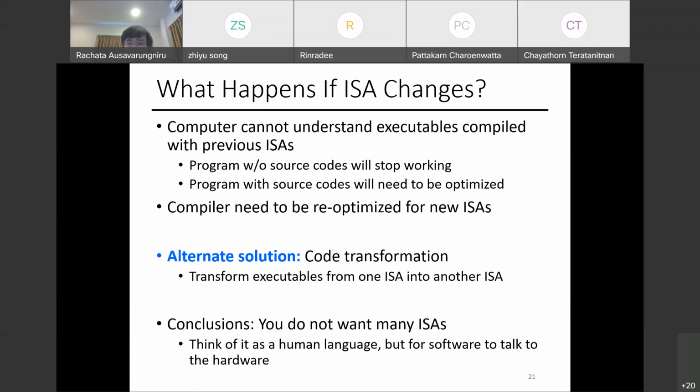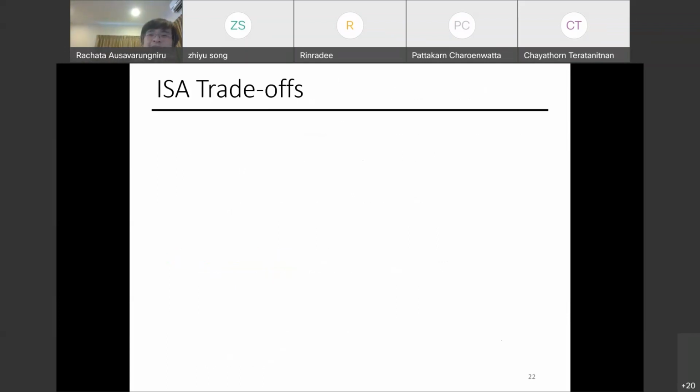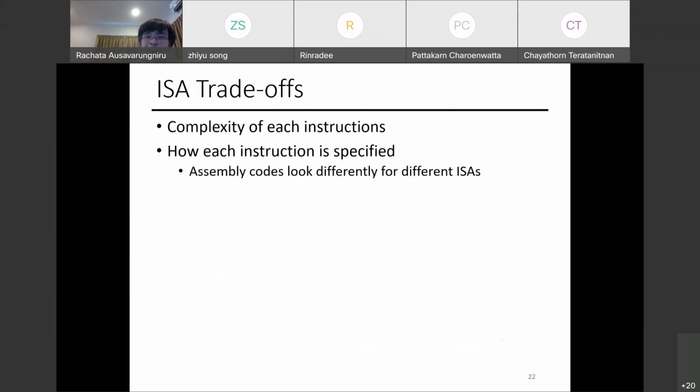That's why you have the ARM ISA. That's why you have the x86 ISA. That's why you have the RISC-V ISA. Each one of them offers different benefits. Each one of them has trade-offs. Some of the ISAs have really complex instructions, like x86. Each instruction will also be specified differently.